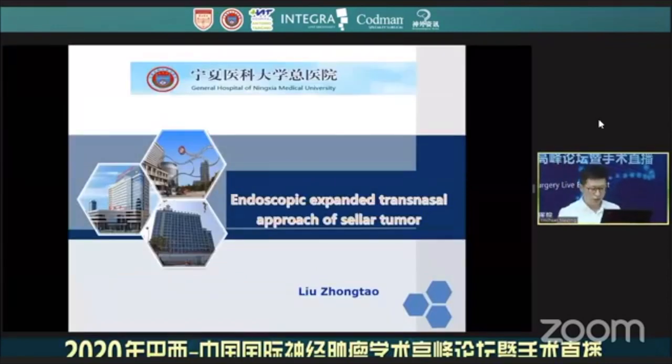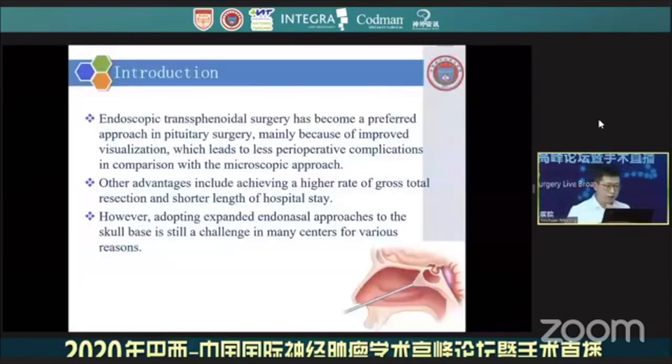Good morning, teachers. The endoscopic transnasal surgery has become a preferred approach in pituitary surgery, mainly because of improved resolution, which leads to fewer perioperative complications in comparison with a microscopic approach. However, adopting extended endonasal approaches to the skull base is still challenging in many centers for various reasons.